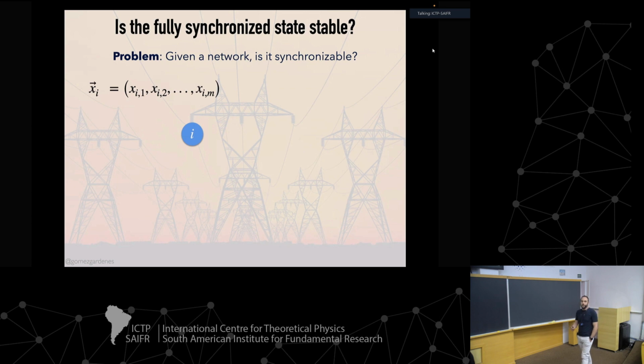And obviously, this node is not alone. But the dynamics of this node alone is given by this equation, which is an m-dimensional function f. Obviously, it's not alone.